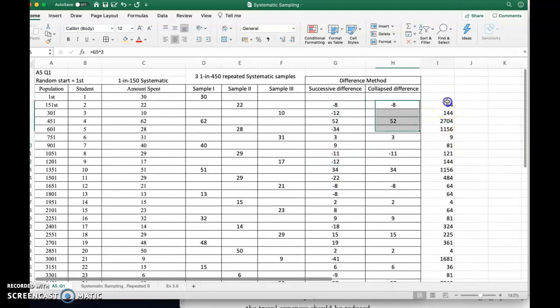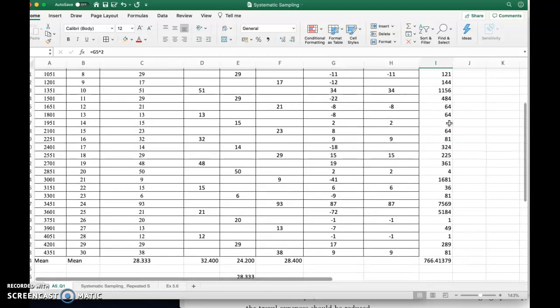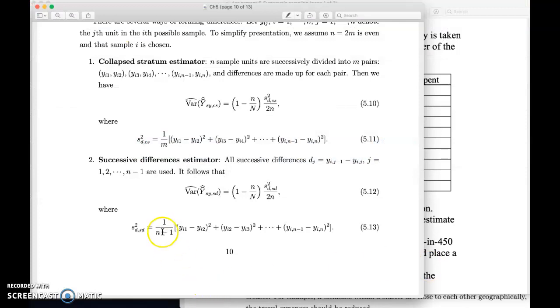and taking square of these differences and divided by n minus 1, and that is the SD square for the formula 5.13. Substitute into 5.12 divided by 2 times 30 multiplied to the finite population correction factor, we can find the estimated variance.